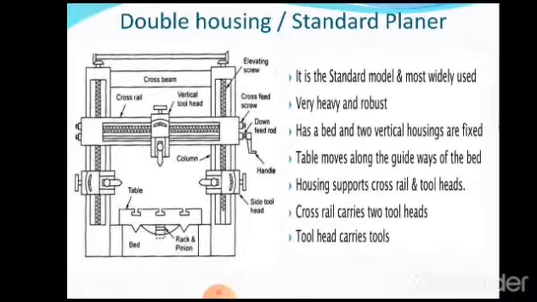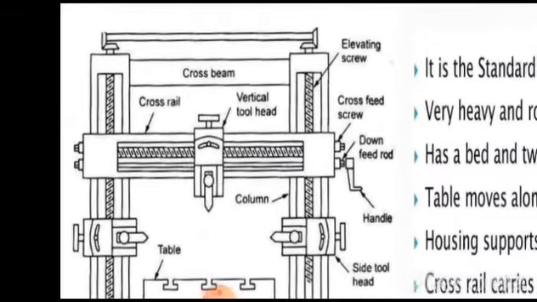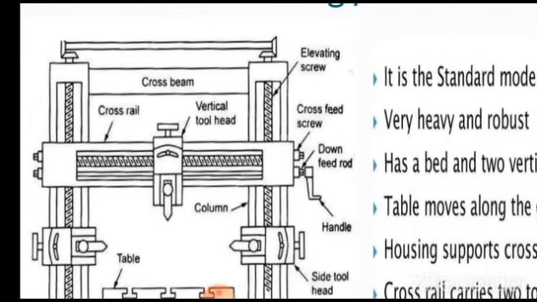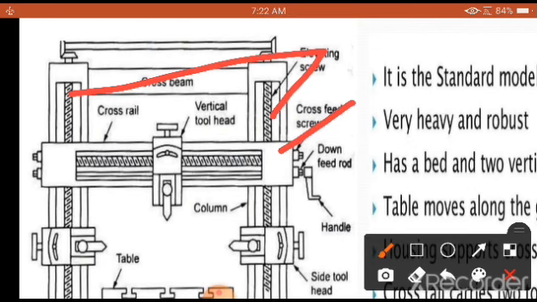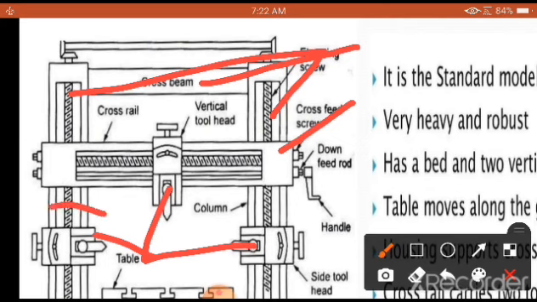Again, I wanted to make it slightly bigger for better understanding of the structure. Here you are going to see the columns, with the elevating screw provided for giving movement to the cross rail, and this is called the cross beam. All these are called the tool heads, which are mounted over the different faces. You are going to have a tool head on the left side and a tool head on the right side of the column.